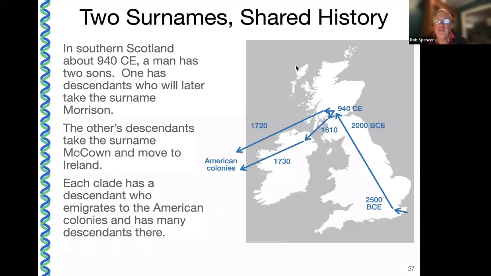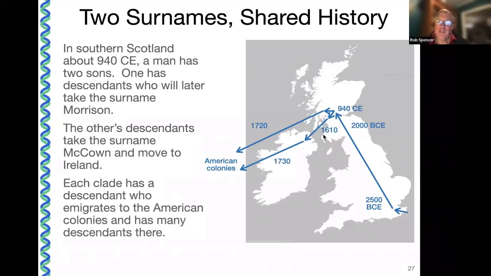Each of them has a descendant, and we can put dates. Remember, we can get dates out of the DNA, estimated dates of when their ancestors would have gone to North America. And we know most DNA testers are North American. So around 1720, 1730, each of these clades separately, they don't know each other at all, have sons who go to the colonies, and they have large families, and some of those families do DNA testing.